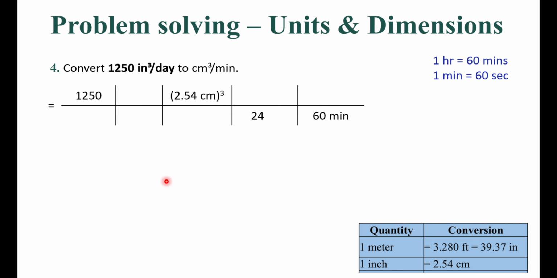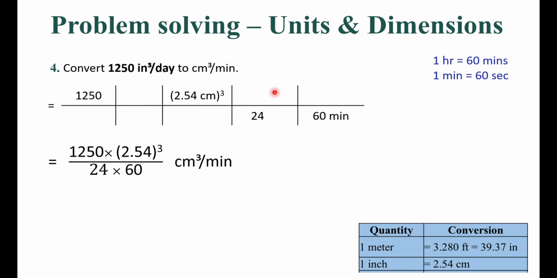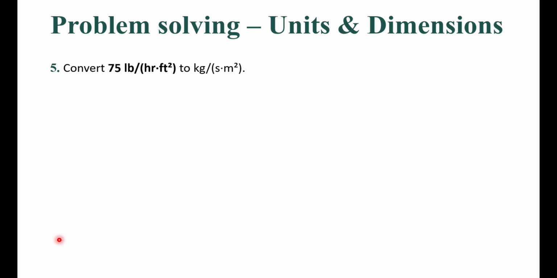So I can combine everything and write as one simple equation. I am multiplying all the terms in the numerator and placing here: 1250 into 2.54 raised to the power 3. Now I have to multiply all the terms in the denominator and write it in the denominator here: 24 into 60 minutes. So the unit comes to be centimeter cube per minute. On multiplying and dividing, I will get the value 14.22 centimeter cube per minute. Let's move on to next problem.